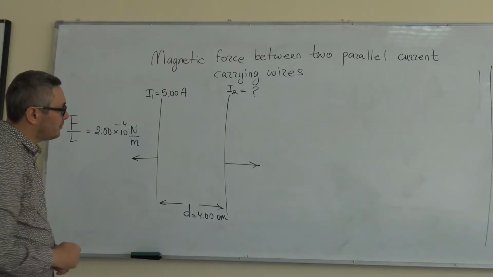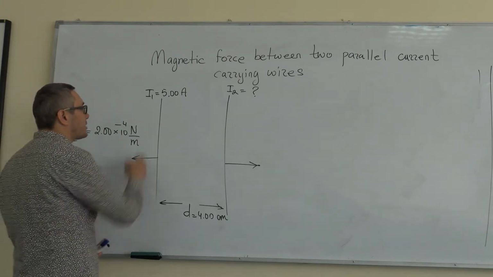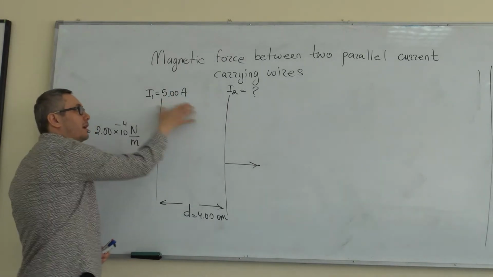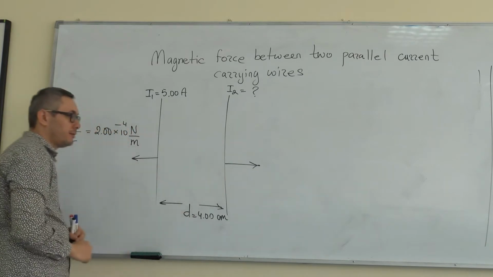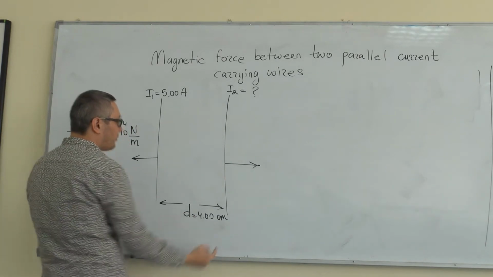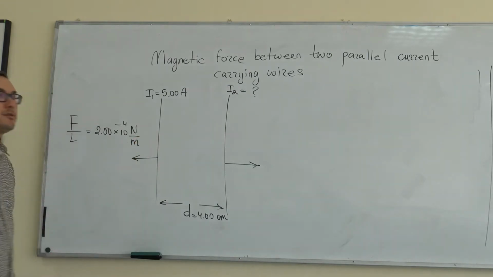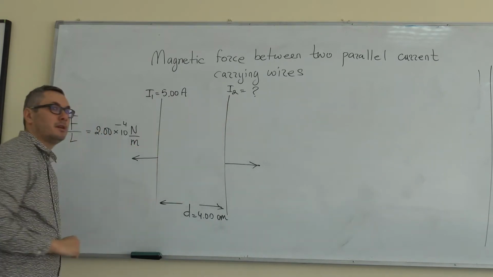In this problem, we are given two parallel wires which carry currents I1 and I2. I1 is equal to 5 amperes, I2 is unknown. We know that the two wires repel each other, and we know the distance between them is 4 centimeters. And the force per unit length is 2 times 10 to minus 4 Newton per meter. The question is, what is the magnitude of I2 and its direction?